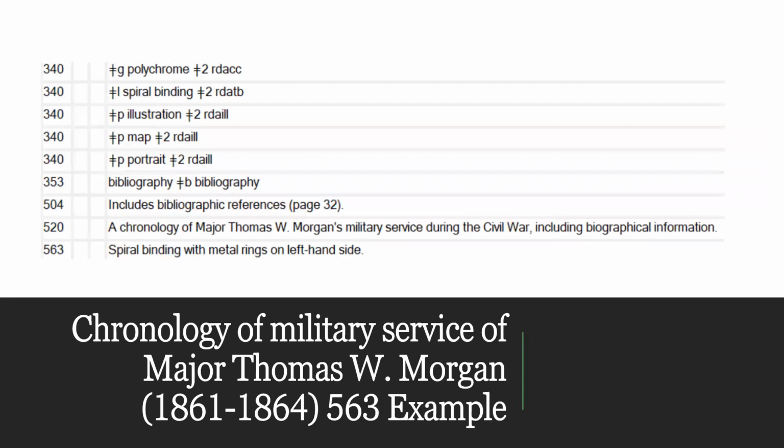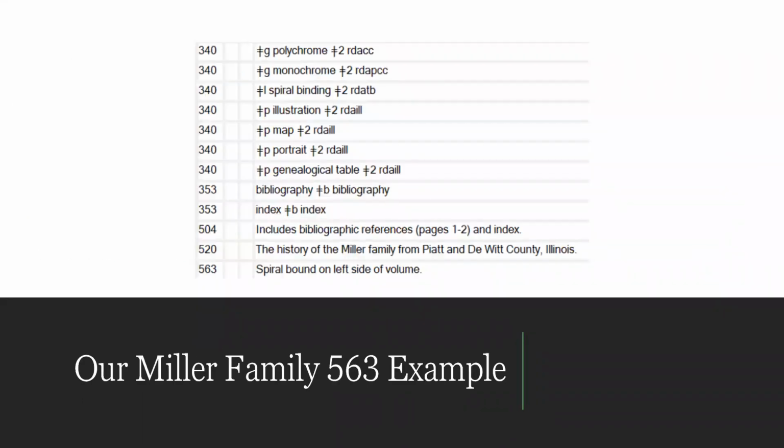Okay, let's look again at our chronology of military service of Major Thomas W. Morgan, 1861 to 1864. So as you can see on the slide, the 340 subfield L is with spiral binding, and then the 563 expands on that, letting us know that there is spiral binding with metal rings on the left-hand side. Okay, and then on our next example, in our Miller family, there is again a 340 subfield L spiral binding, and then our 563 has the added information that the spiral binding is on the left side of the volume.